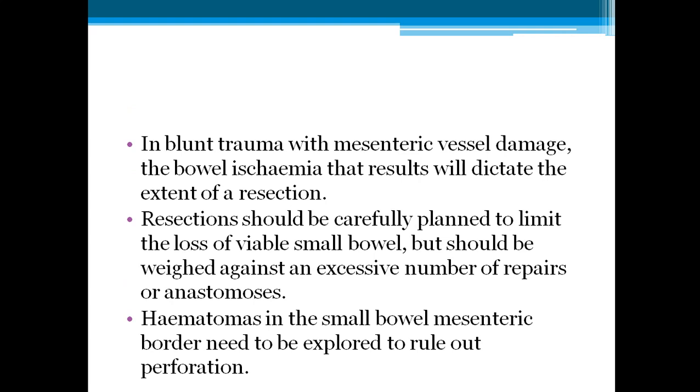So if there is a mesenteric vessel damage, there might be an impending bowel ischemia that will dictate the extent of resection. And resection should be carefully planned to limit the loss of viable small bowel, but should be weighed against an excessive number of repairs or anastomoses. So resection should be very carefully planned to limit the number of anastomoses, at the same time to limit the loss of viable small bowel.